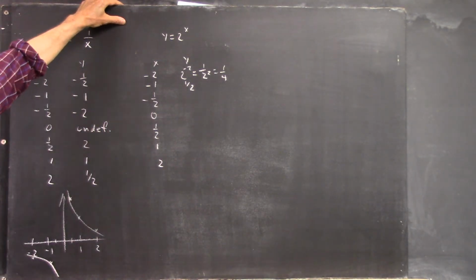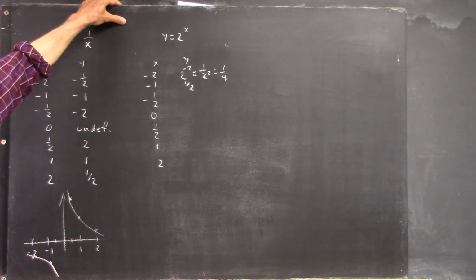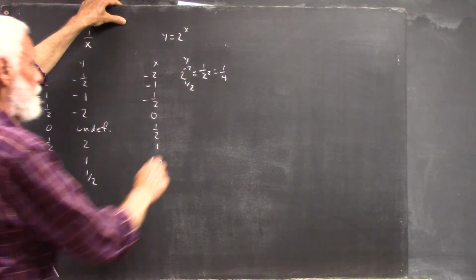-1/2. What's 2 to the -1/2? That would be... You can't express it as a fraction. You can't express it as a decimal. It's a square root. Yeah, the square root of... Okay? It's a reciprocal square root of 2, right? Mm-hmm.